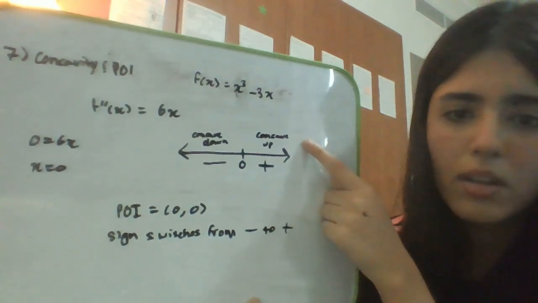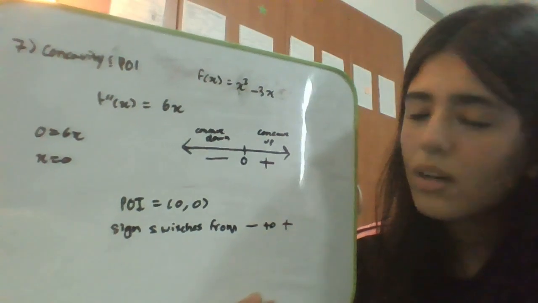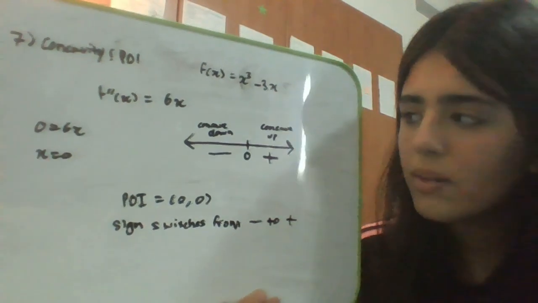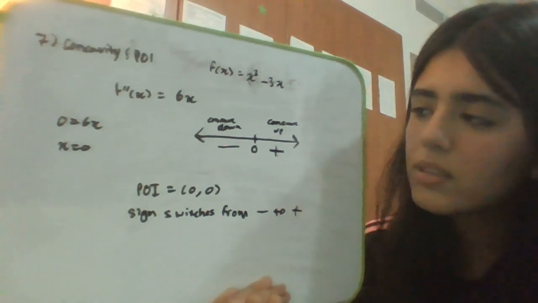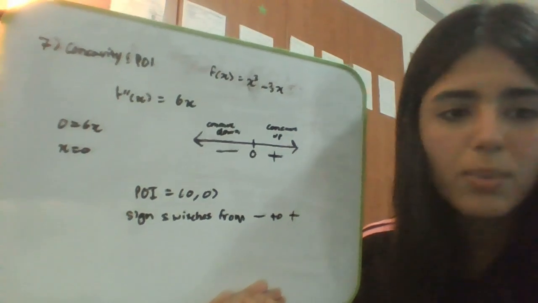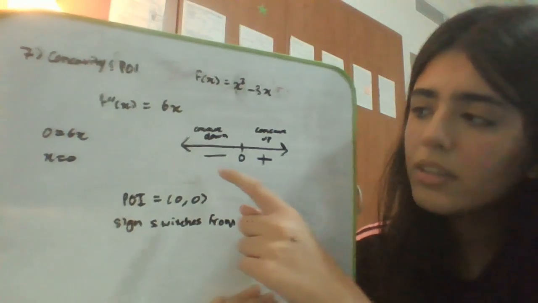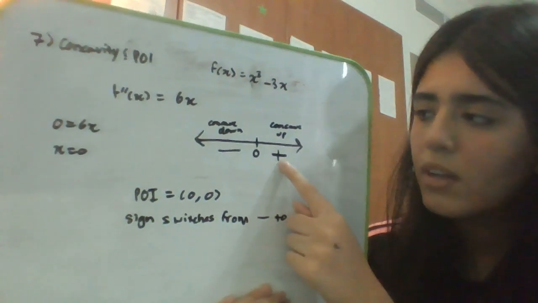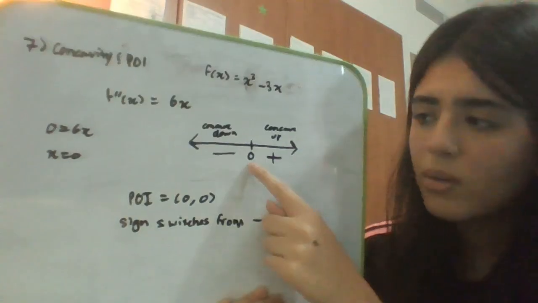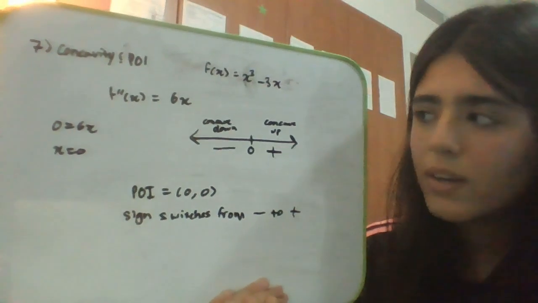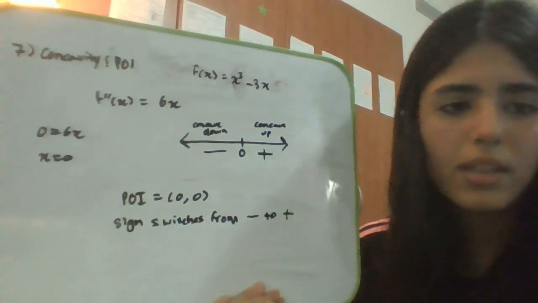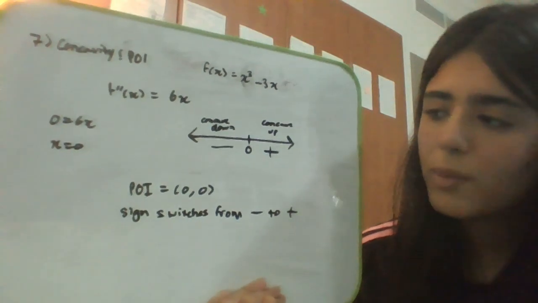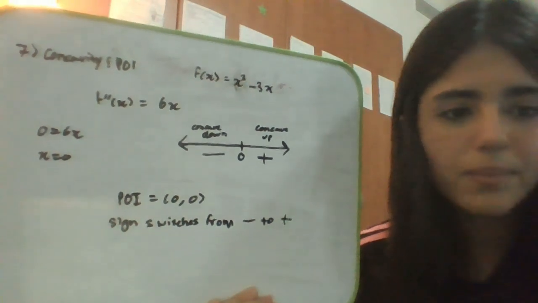And for the point of inflection, I told you guys before that when the sign of the intervals switches from a negative to a positive or from a positive to a negative, that means it's a point of inflection. So here it changed from negative to positive, which means that 0 is the x value of a point of inflection. So you plug that 0 into there, you'll obviously get 0 as the y value. So your point of inflection is (0, 0). Okay, that's the 7th step.